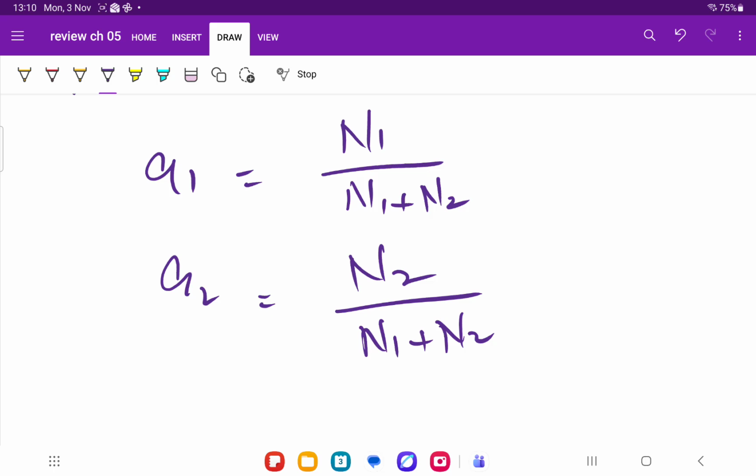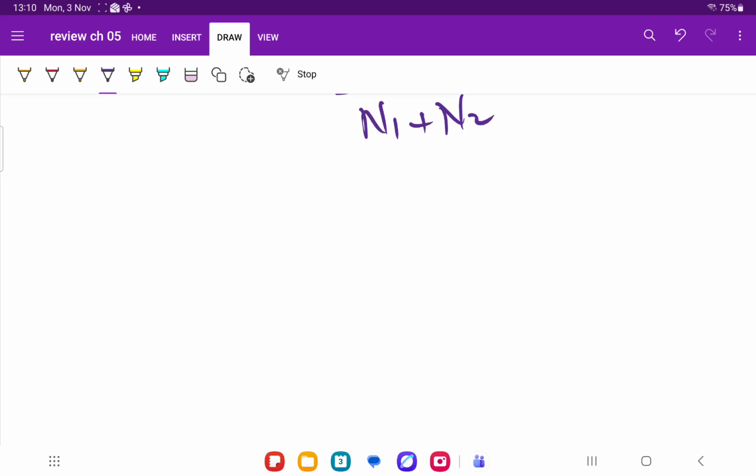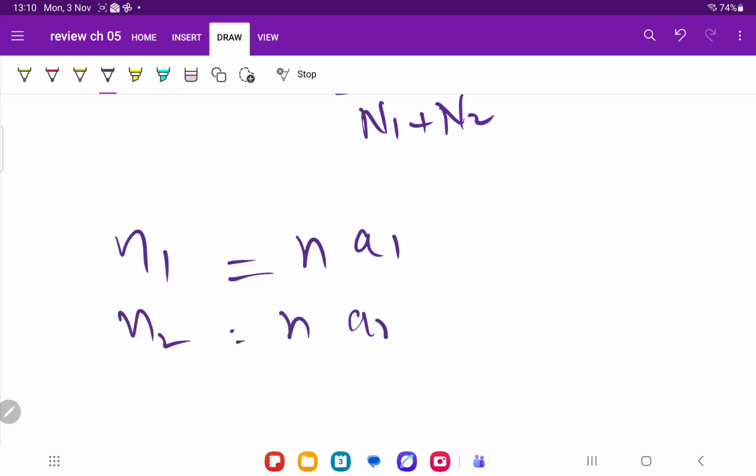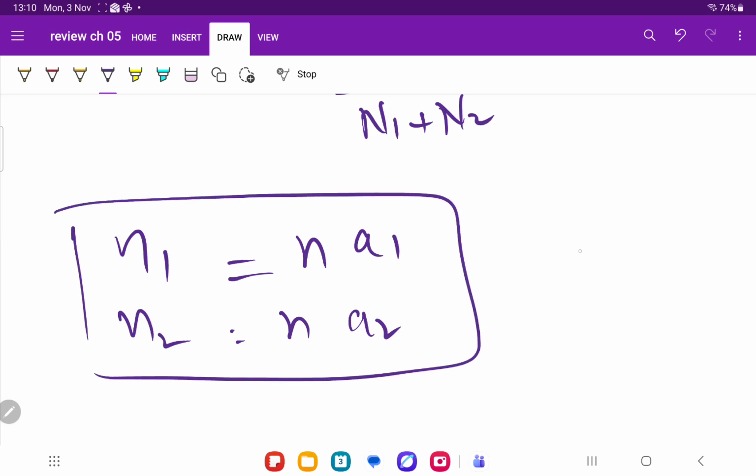Once you have A1 and A2, then n1 is equal to n A1, because after the calculation you will be able to calculate your small n. Once you have small n, you can calculate your n1 and n2. That's how you calculate the sample size for each strata. So this is one type of question.